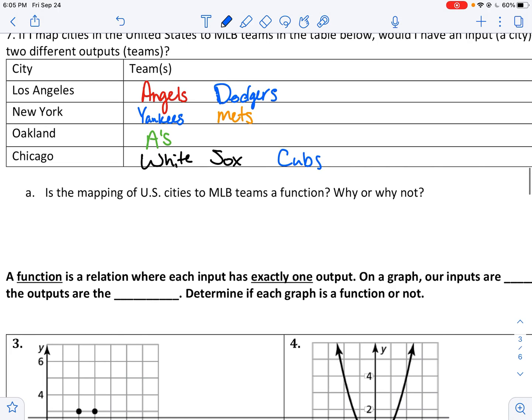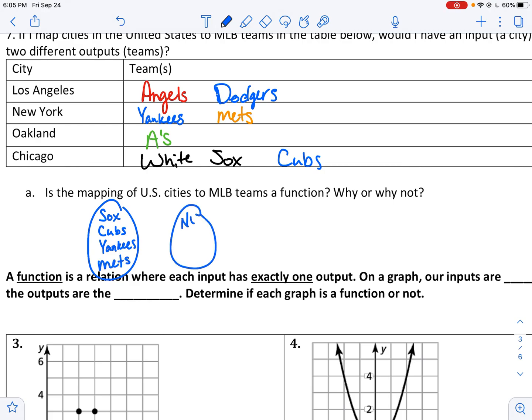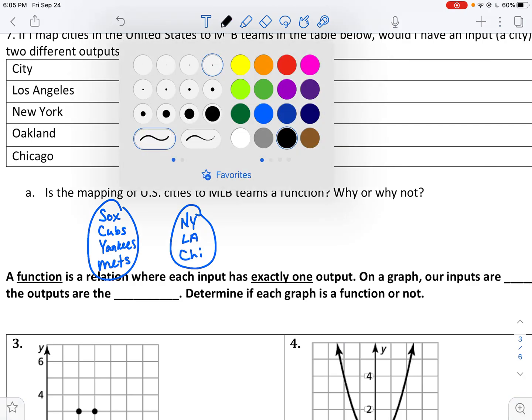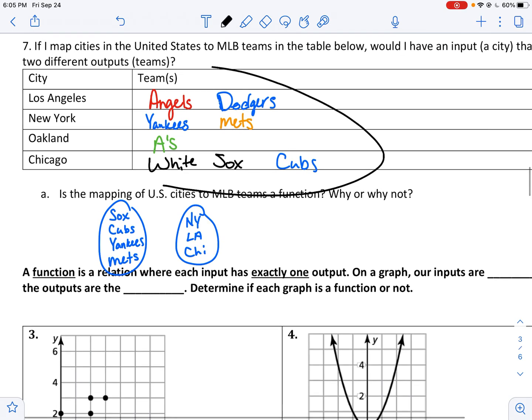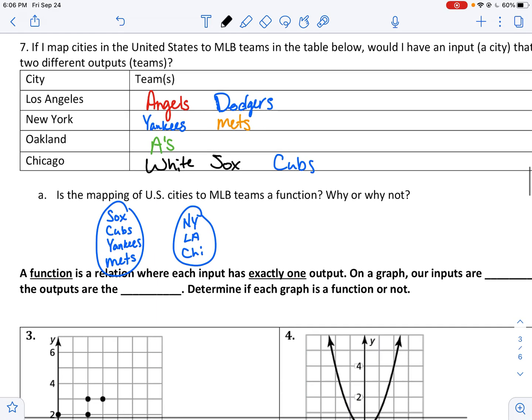What if I flipped it around? What if I said, let me do this, let's go Sox, Cubs, I'm going to cut out the A's. Sorry, A's. New York, LA, Chicago. What if I flip it around? So this we said was not a function because I have an input Los Angeles with 2 teams. I have another input New York with 2 outputs, and Chicago also has 2 outputs. That's not okay. But what if I map every baseball team to its city?